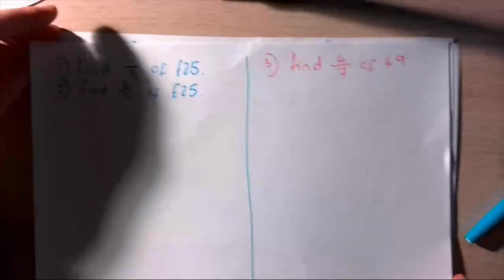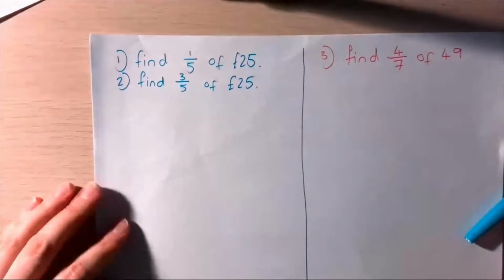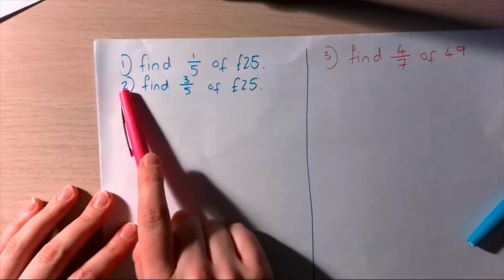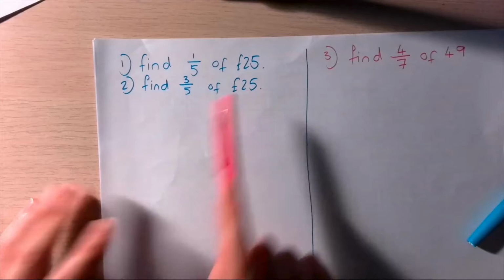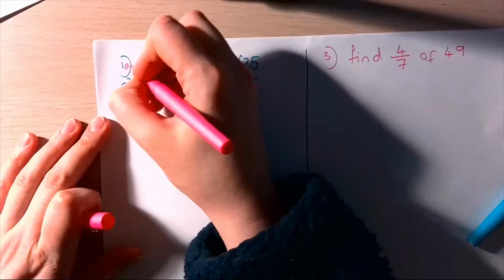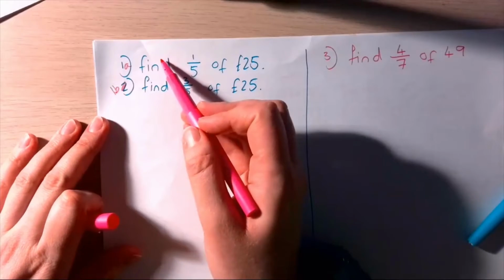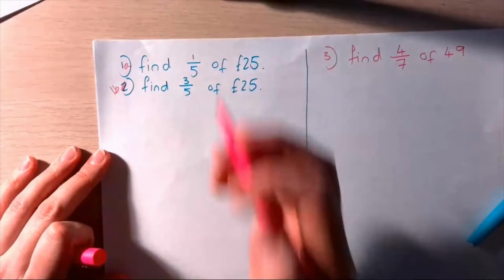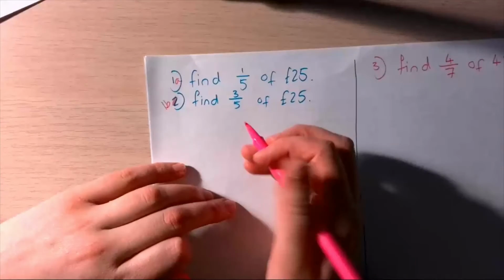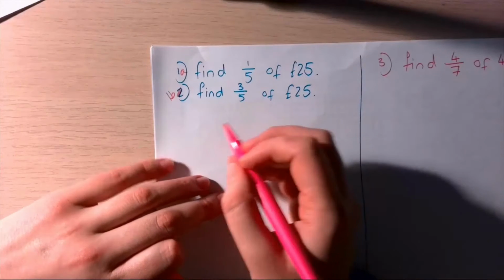So the first question I've got here, number 1, find 1/5 of £25. Okay. And then number 2 is right underneath it. I perhaps should have labelled them better, 1A and 1B, to indicate that this probably has got something to do with this, which it does, okay? So we're going to do part 1A first. To find 1/5 of £25.